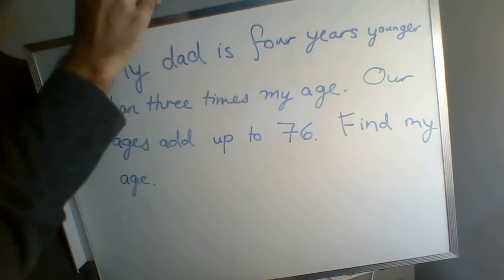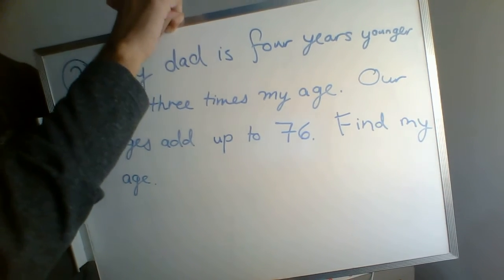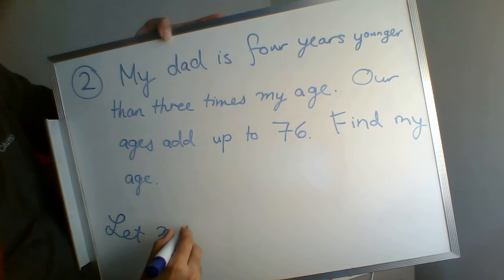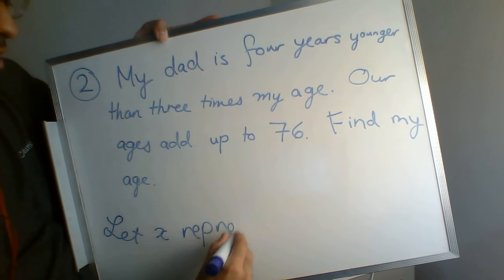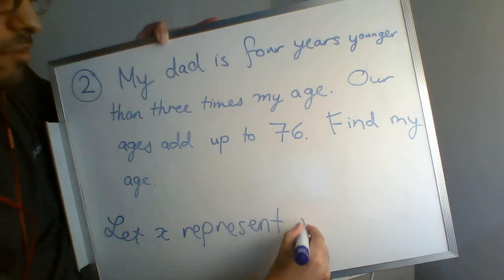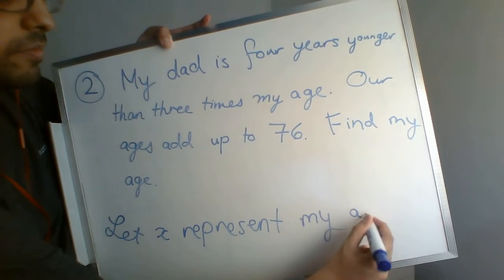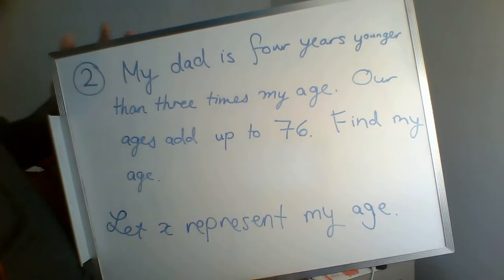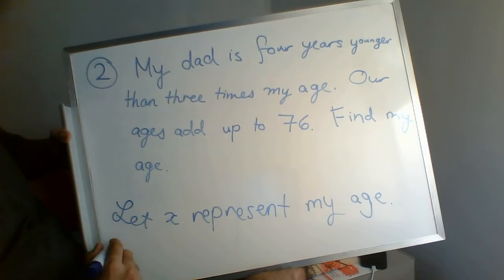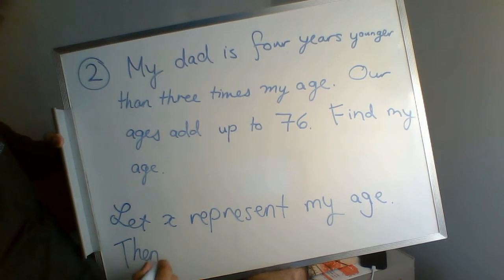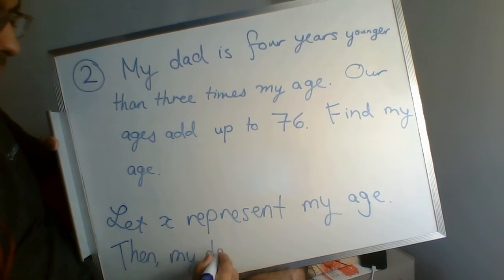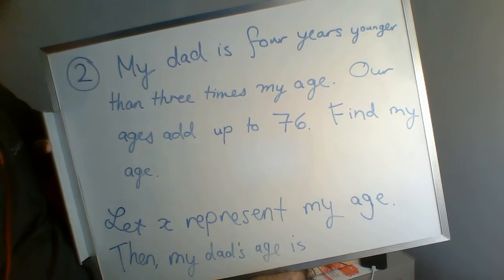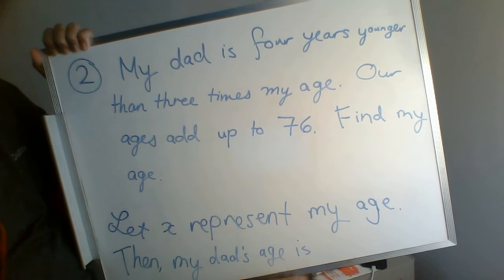but I'm only asking you to find mine. So we'll put our let statement down here because we've got room for it. So we'll say let x represent my age. Let x represent my age. Alright, and we'll actually squeeze our then statement down here as well. So we've got let x represent my age, then my dad's age is, and this we've got to figure out what exactly it is.